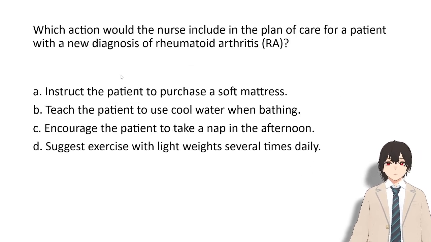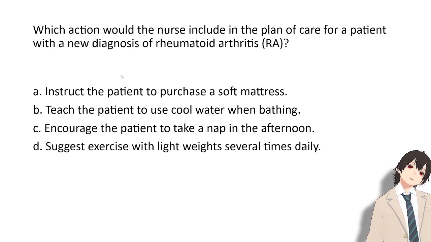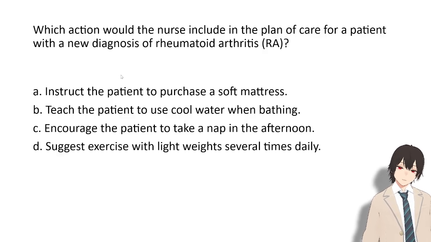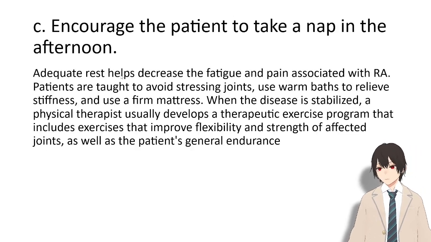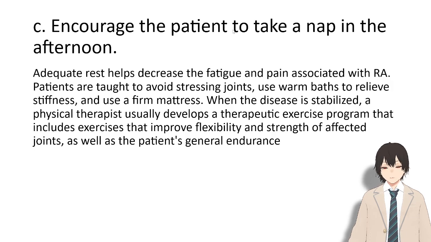So which action would the nurse include in the plan of care for a patient with a new diagnosis of RA? A. Instruct the patient to purchase a soft mattress. B. Teach the patient to use cool water when bathing. C. Encourage the patient to take a nap in the afternoon. D. Suggest exercises with light weights several times daily. And the answer is in 3, 2, 1, and it's C. Encourage the patient to take a nap in the afternoon.